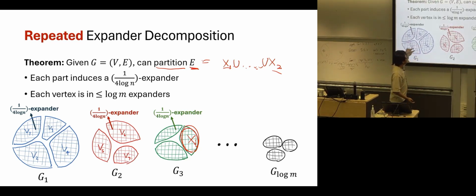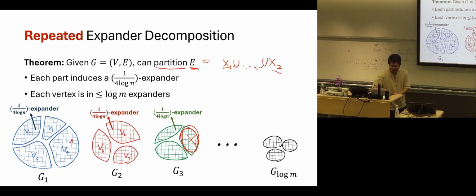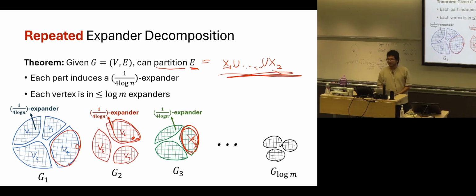So each node, if I fix one node V, one node A, it will be in some component here, another component, and A will be in this component, A will be in this component. So every node is in at most log m expanders from all these parts. But each edge appears only in one of them, while each node appears in log m many. Okay.